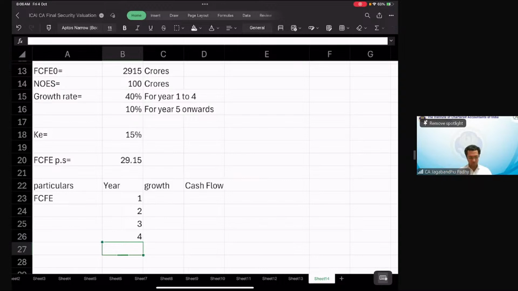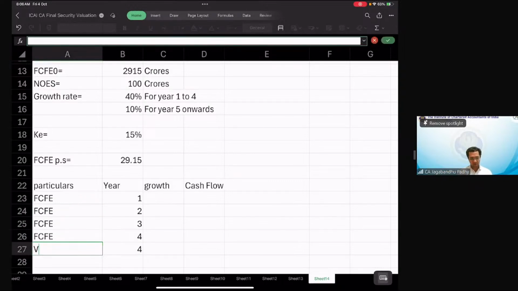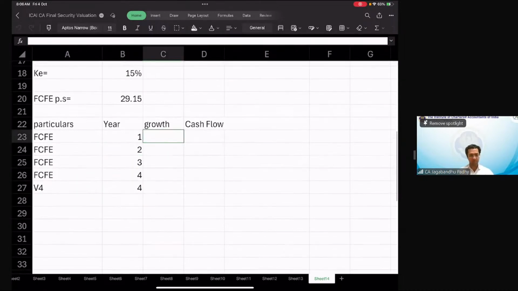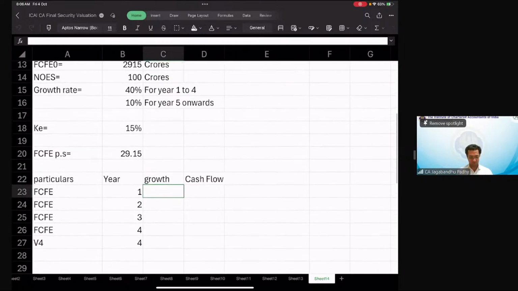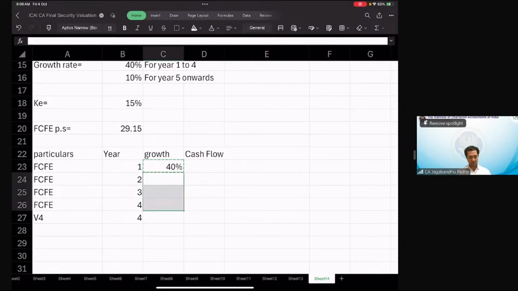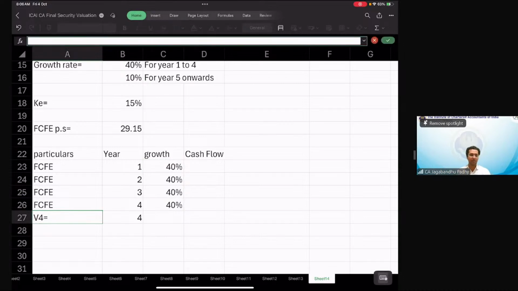Also in the 4th year, we will have the value of the share in year 4. The growth rate here is going to be 40%. And we need to get the value in year 4. Now, how do we get the value of the share in year 4? Can I say FCFE in year 5 divided by KE minus the growth rate?